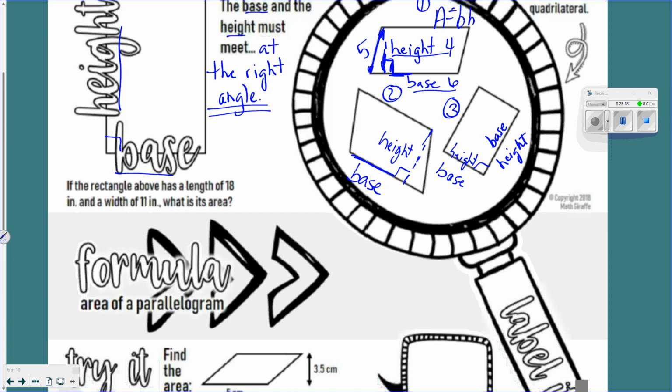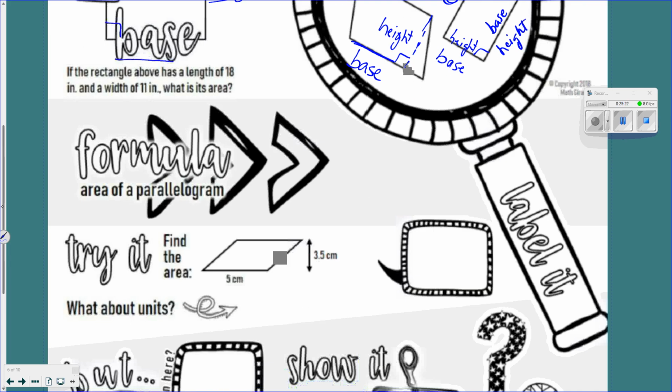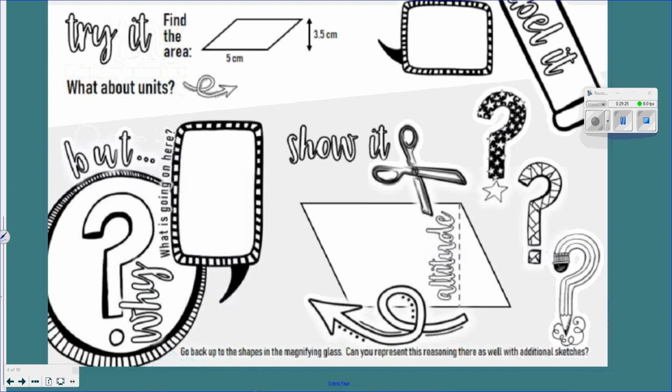We're actually calculating now. We're about to do that though. Okay, so now we're going to try it. So I've given you a parallelogram. I've given you a base and a height. Do not forget your units. Karen, I messed this up last time. Put your answer in the box.